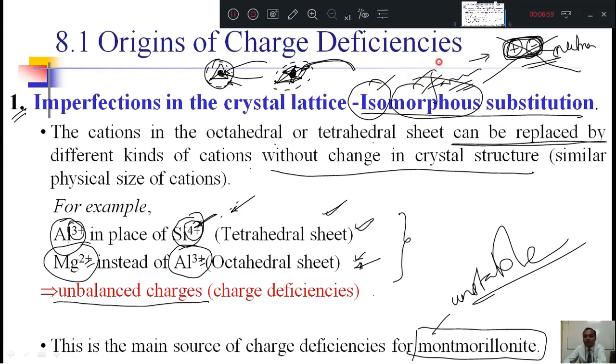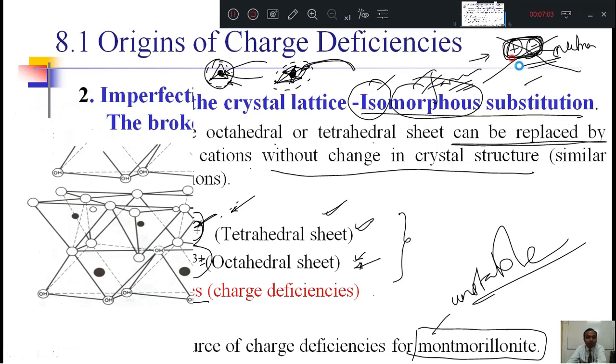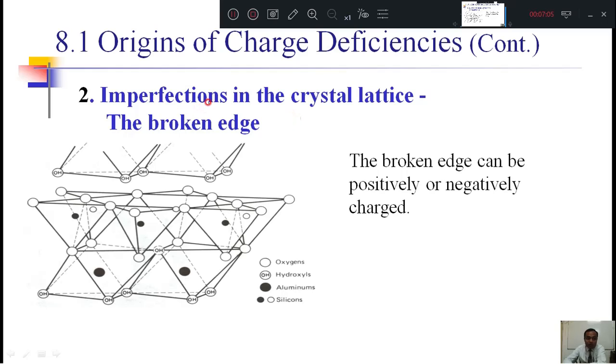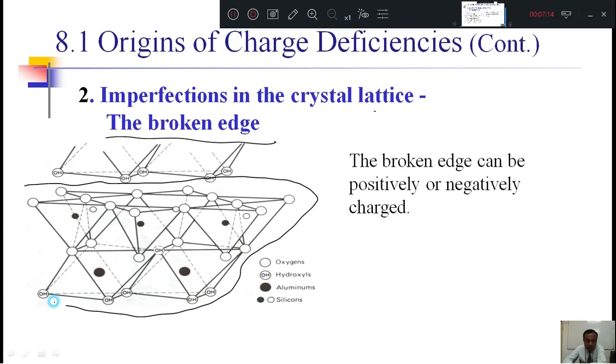That is isomorphous substitution. The second very important reason is imperfection in the crystal lattice, that is, the broken edges. If this is a stable mineral, because of some reactions or some physical actions, it may break like this. When it breaks, these broken edges are charged, they are unstable.